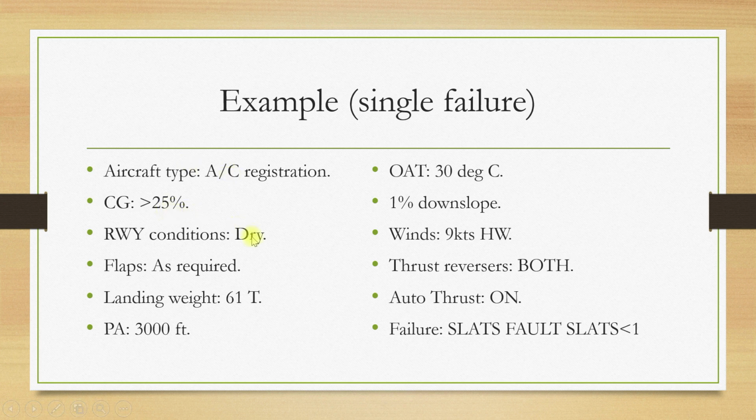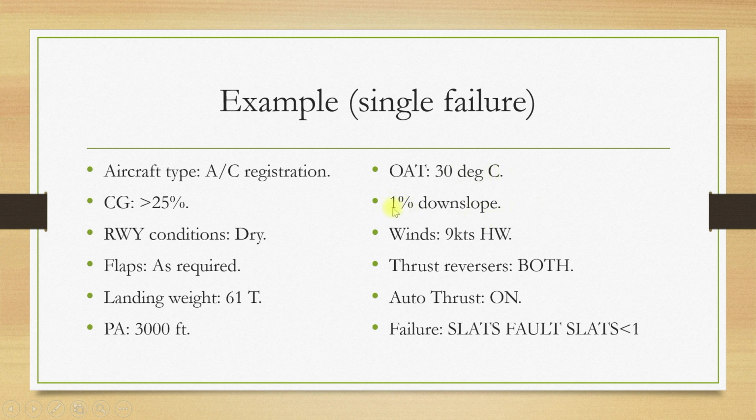CG is greater than 25%, runway conditions are dry, flaps as required. We'll come to know according to our condition what the flap setting should be. The landing weight is 61 tons. Pressure altitude at the runway where we are about to land is 3000 feet. Outside air temperature 30 degrees. The runway has 1% downslope.